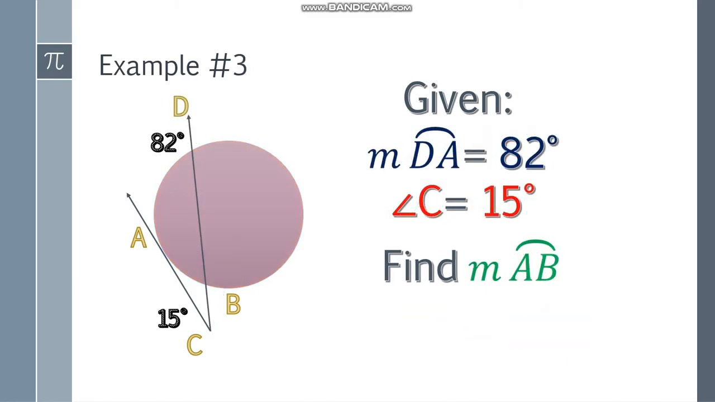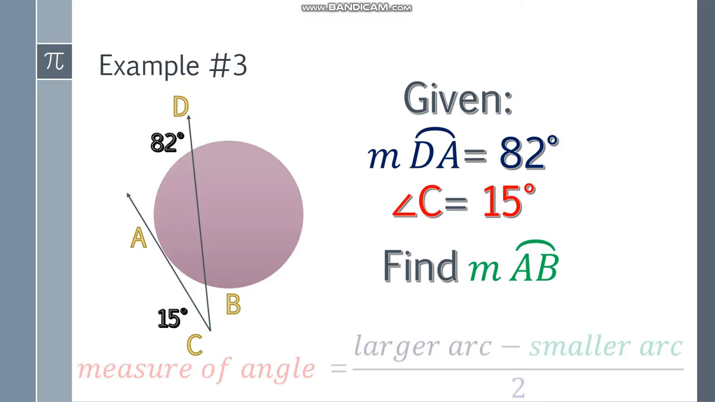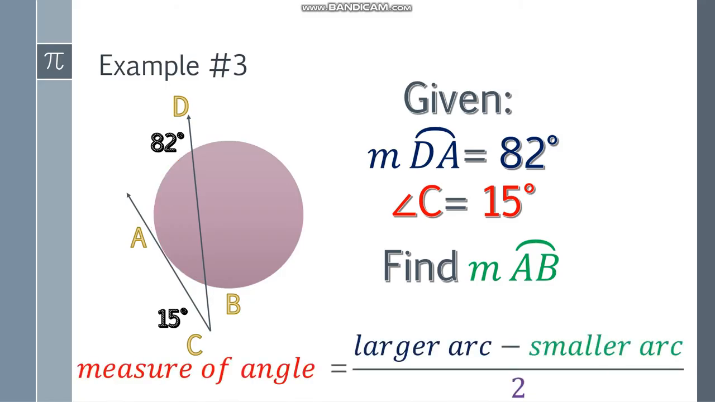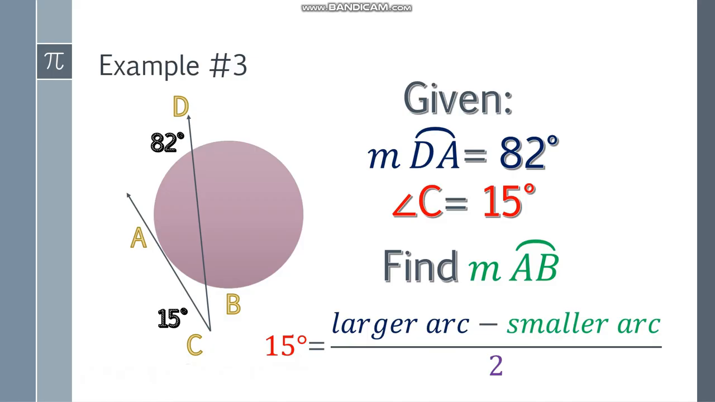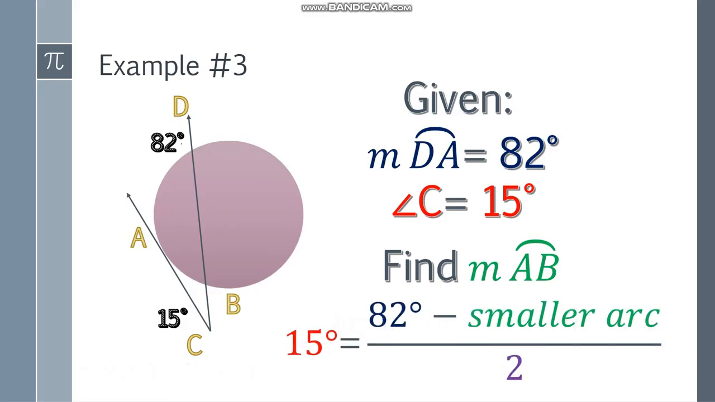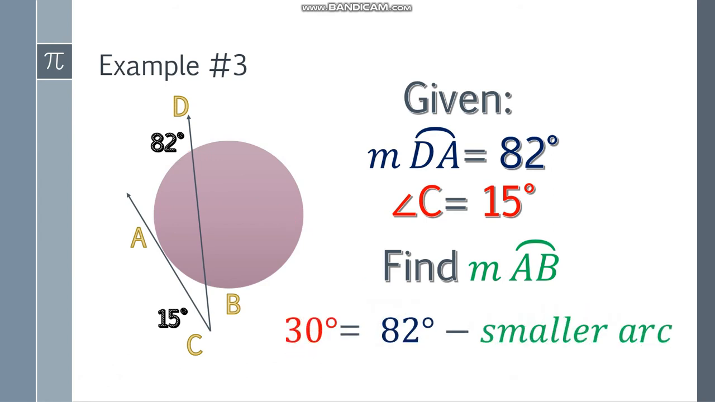Okay, example number 3. What if we have a given arc DA, or the larger arc, and we also have the exterior angle, which is 15 degrees, but we don't have the smaller arc? So how are we going to find it? Same again, let's place the formula. Next, substitute the values. The measure of the exterior angle will be 15 degrees. Since we know the larger arc, let's put it here. That will be 82 degrees. And the smaller arc, we don't know.